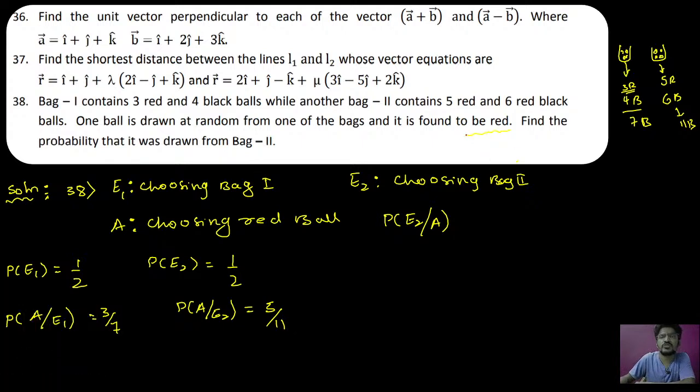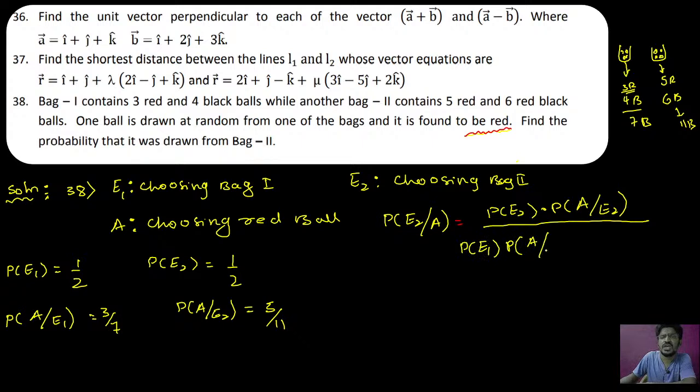What is the problem? You have to find the probability of the red ball. That means they already know that it is a red ball, which is already given. So we need the probability of E2 given A. This will be equal to probability of E2 into probability of A given E2, divided by probability of E1 into probability of A given E1, plus probability of E2 into probability of A given E2. Favorable cases divided by total number of cases.